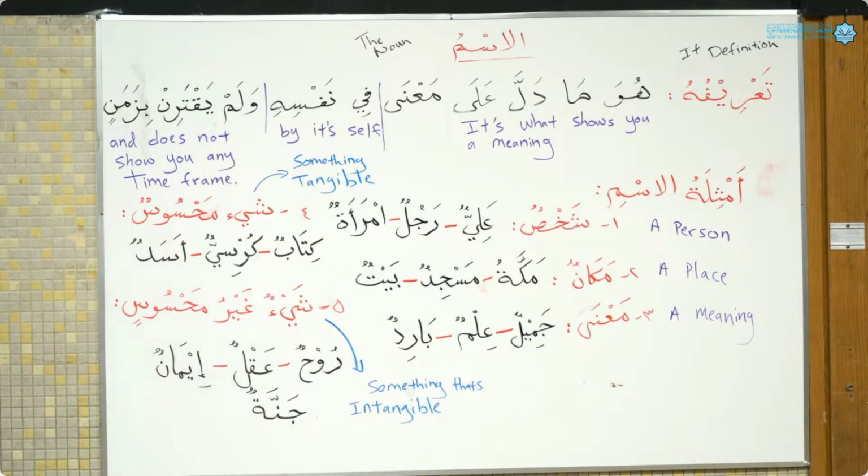Questions? Go ahead. Say it louder. Asadun, what does it mean? Lion. Yeah. Asadun. And lion in Arabic has a lot of names. Some of your friends' names might be different names for lion. Asad means lion. Osama means lion.